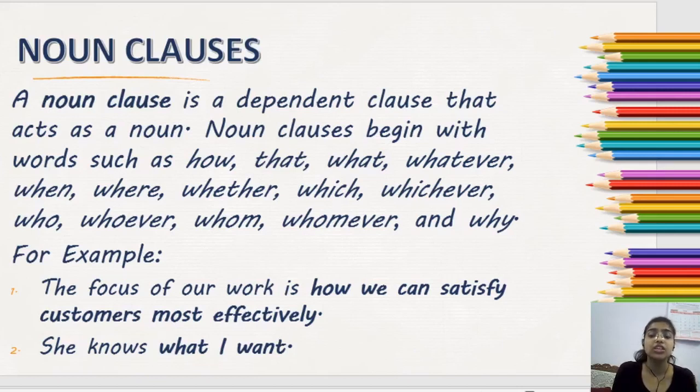The next one is, she knows what I want. She knows what? She knows what I want. When we ask the question what to the sentence, we get the answer what I want. Let's move to the next slide.